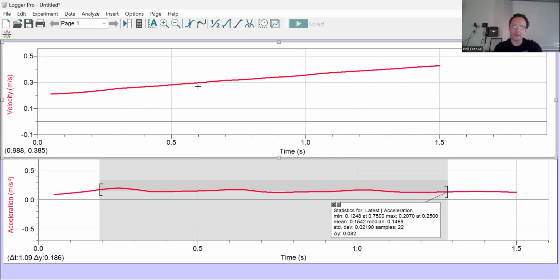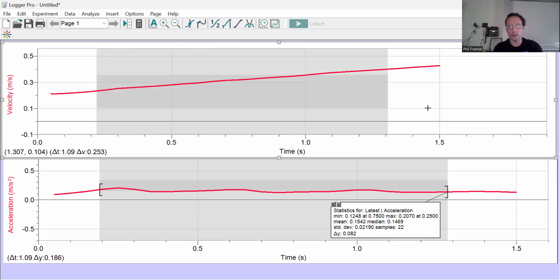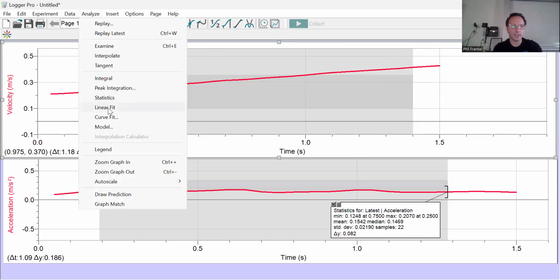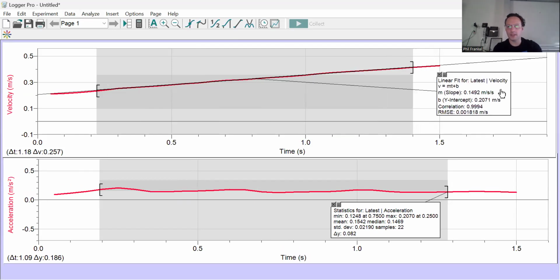All right. The velocity graph looks pretty linear. Is it perfectly linear? No, because the acceleration is not perfectly constant at 0.15 meters per second squared. That's just the average. I'm going to highlight a section of the velocity graph, and go to Analyze, Linear Fit. This gives me the equation of the line that best represents this pretty linear looking velocity data. Notice the slope of this line is 0.1492 meters per second squared. That should jump out at you. That's almost 0.15. So the slope of this graph looks like it's the acceleration value. It even has the same units as acceleration.